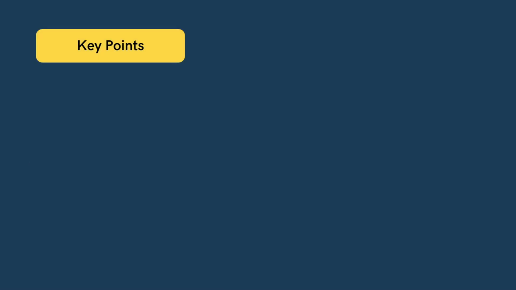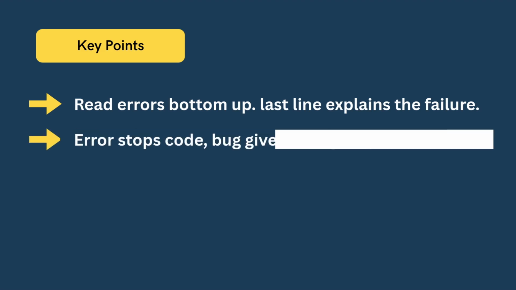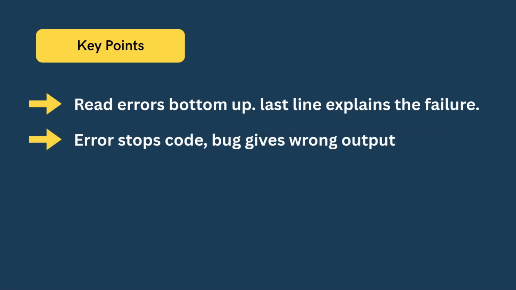Now the most important habit, always read Python errors from the bottom up. The last line usually tells you what went wrong and where it went wrong. This habit alone saves a lot of time. One important distinction, an error means the code stops running. A bug means the code runs but the output is wrong. Errors are usually easier to fix than bugs.